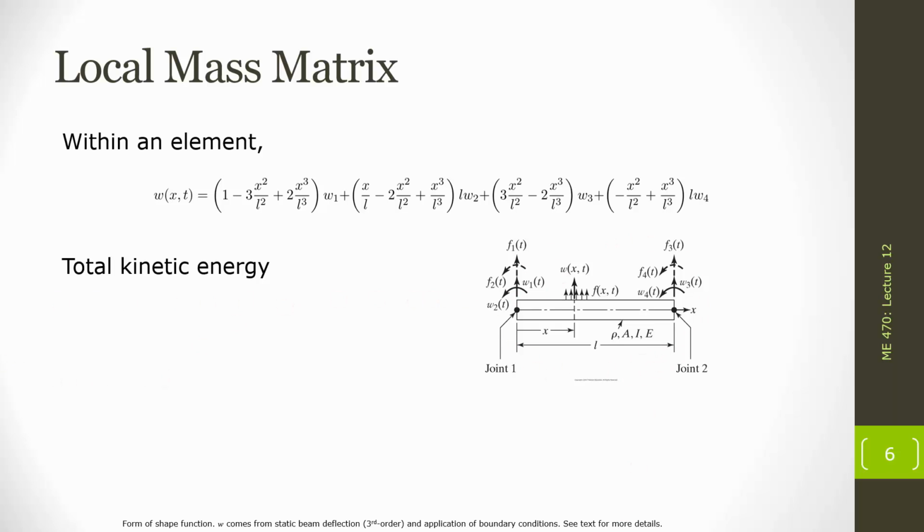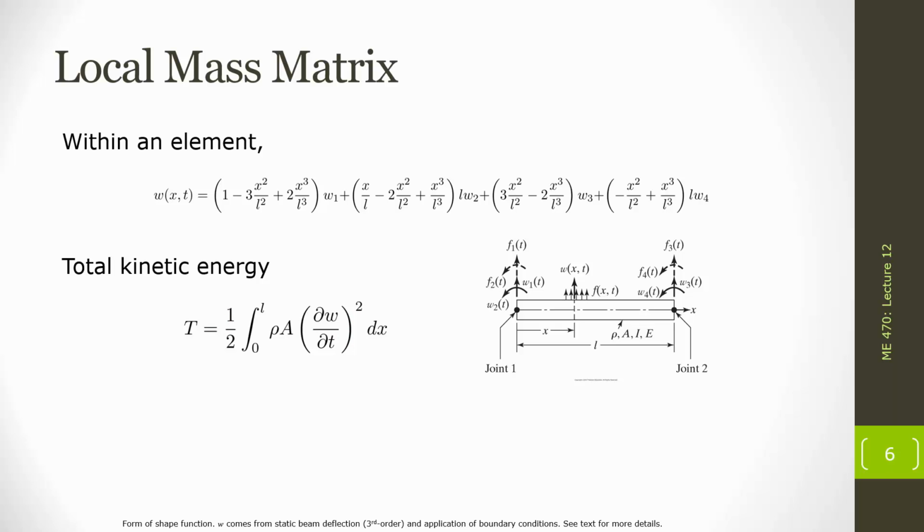So what's the total kinetic energy in this element? Well, it's still going to be mass times acceleration. And what we're going to do is integrate it from the left side to the right side. So we want to take our shape function and take its time derivative, and that's going to give us the velocity. So this is our mv squared with the 1/2 out in front. Rho is going to be our volumetric density.